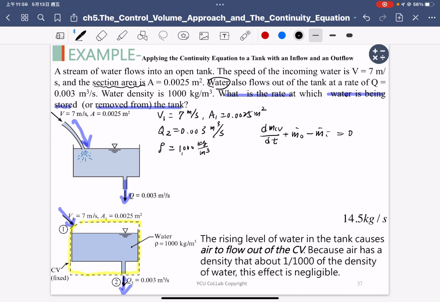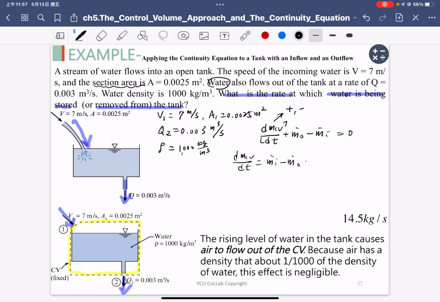Okay, so the question is whether this item is positive or negative. If dm_CV/dt is positive, that indicates the water surface increases, right? Because the mass in the control volume is increased. So we need to answer whether it is positive or not. We know that dm_CV/dt is equal to m-dot in minus m-dot out.